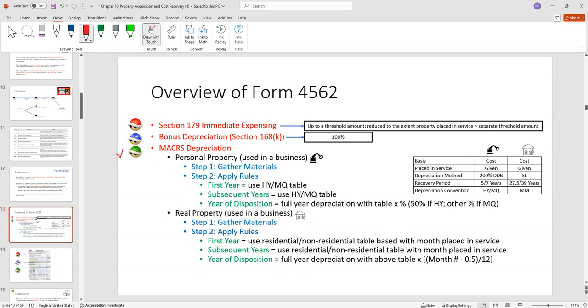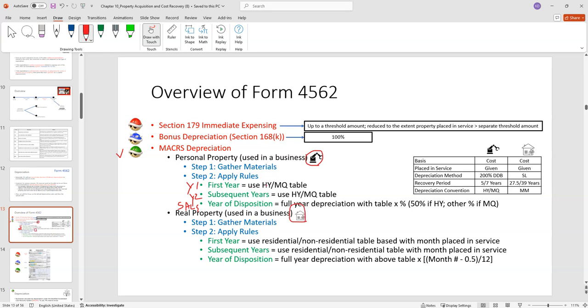We started with MACRS depreciation, right? We said, assuming that we didn't take 179, assuming we didn't take bonus, can you please tell me how to calculate depreciation in year one, subsequent years, year two, three, four, and then in the year of sale, assuming we sell it before the end of that useful life, right? We talked about that with personal property used in a business, and real property in a business, right?